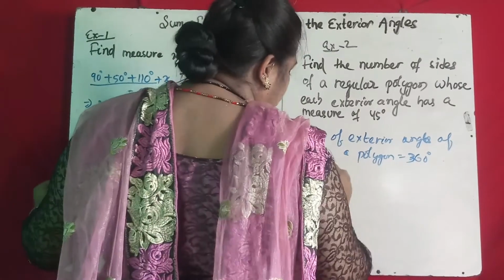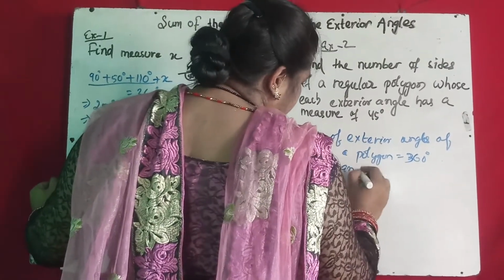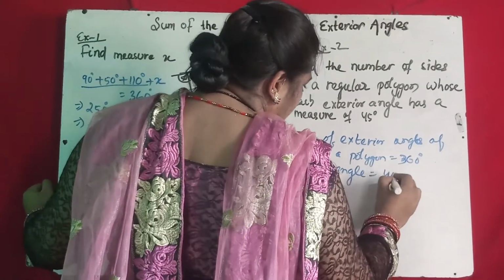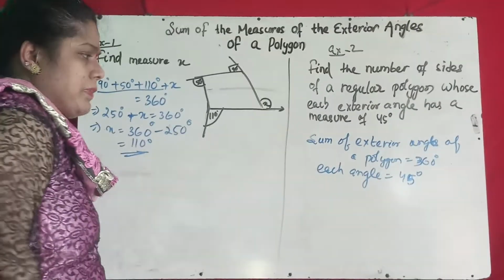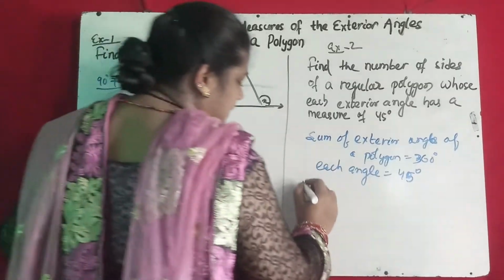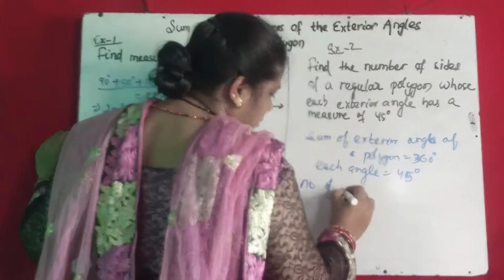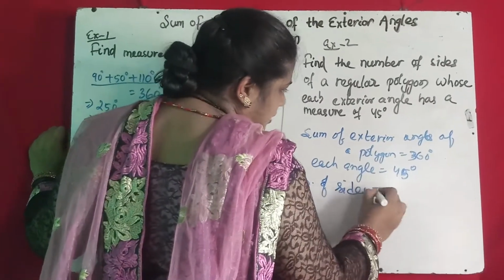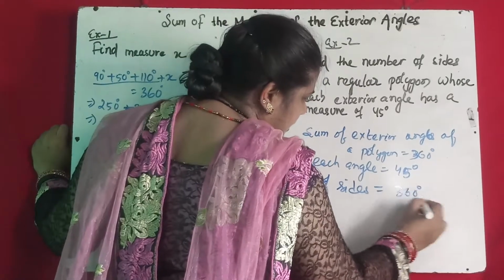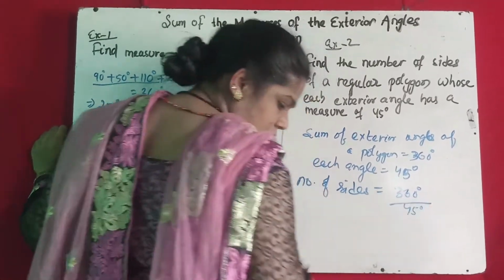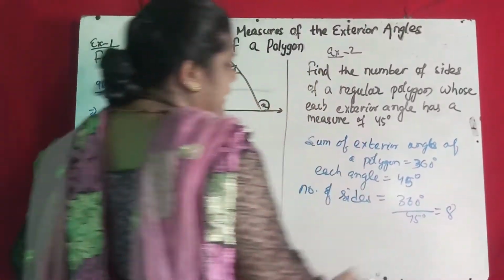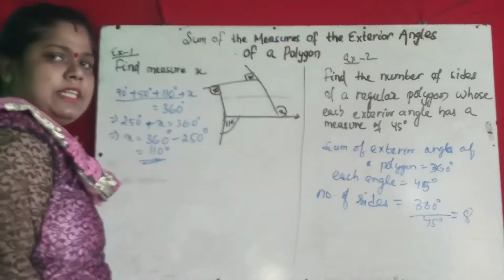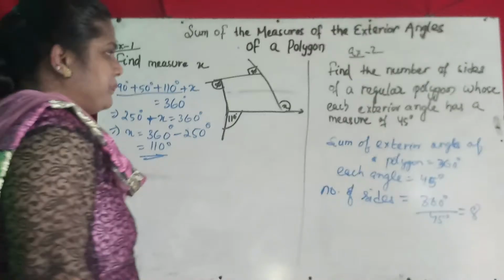Okay. So each angle is 45 degree, given. The number of sides is very easy. Number of sides equal to 360 degree by 45 degree. Your answer is 8. So the number of sides of the polygon is 8. It is an octagon. Okay.